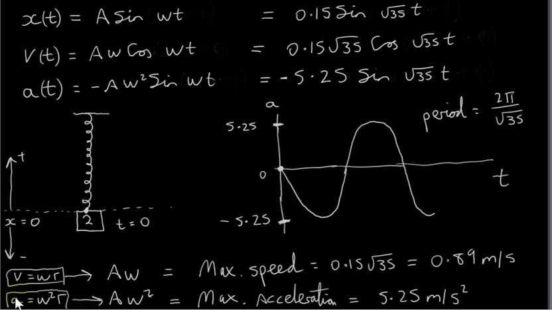In uniform circular motion, the acceleration of a point on the circle is omega squared times the radius of the circle. So we set the radius equal to A, and we get the maximum acceleration of the mass, which is this value here. I just take the magnitude of this value.